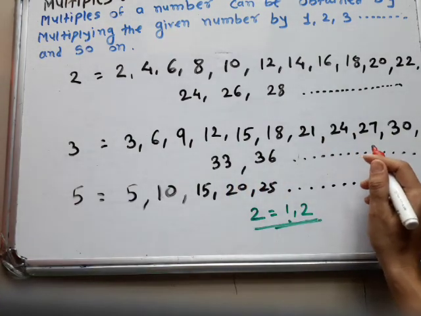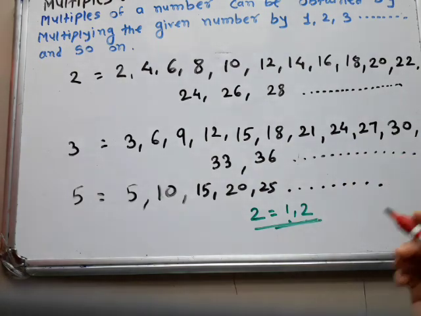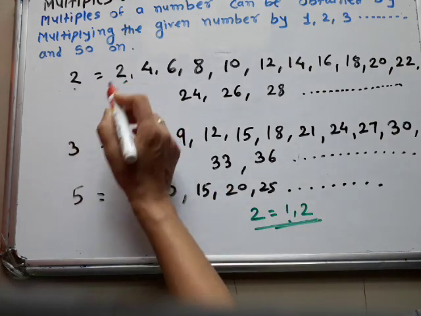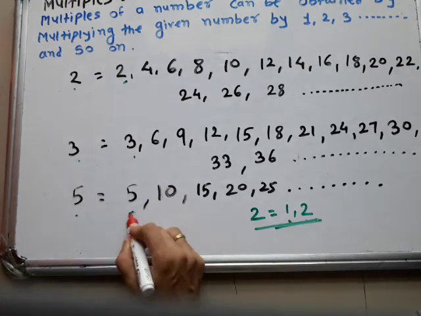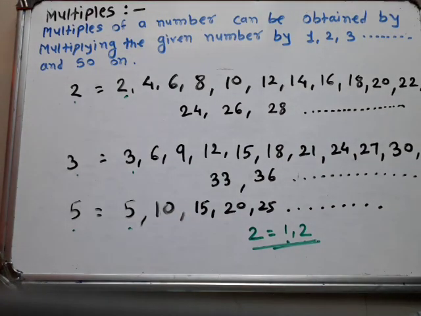And every number is a multiple of itself. Again we write here every number is a multiple of itself. See, a multiple of 2 is 2, a multiple of 3 is 3, a multiple of 5 is 5. So every number is a multiple of itself. So these are the differences between factors and multiples. Okay, thank you.